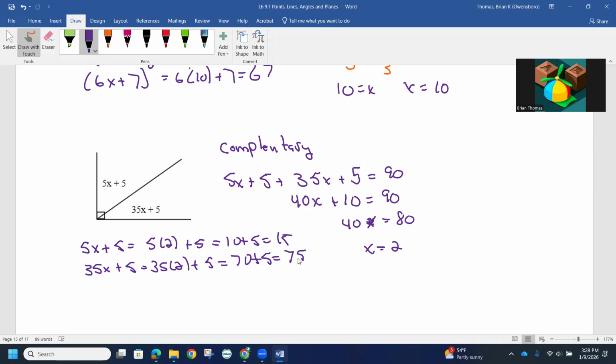So make sure you read your question to see what they want. Do they just want to know the value of x, or do they want to know the actual angles? That's what you have to pay attention to as well: what do they want?